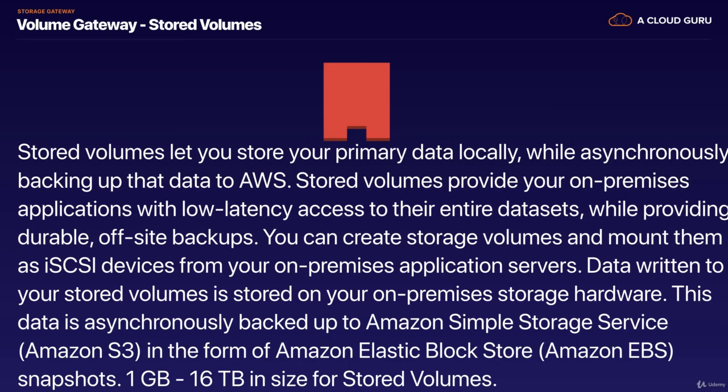And you can create storage volumes and mount them on an iSCSI drive from your on-premise application servers. And then data written to your stored volumes is stored on your on-premise storage hardware. And this data is then asynchronously backed up to S3 in the form of EBS snapshots. And at the moment, it's between 1 gig to 16 terabytes in size for stored volumes.